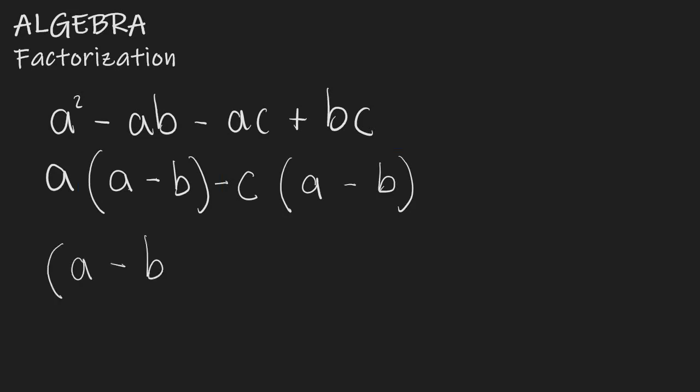So a minus b, and we follow the rules of factorization here. What can I multiply by a minus b to give me a times a minus b, or a minus b into a times a minus b? The answer is a. And what can I multiply by a minus b to give me negative c times a minus b, or a minus b into negative c times a minus b? The answer is negative c. So we have just factorized a squared minus ab minus ac plus bc into its two factors, a minus b and a minus c. That is my answer.